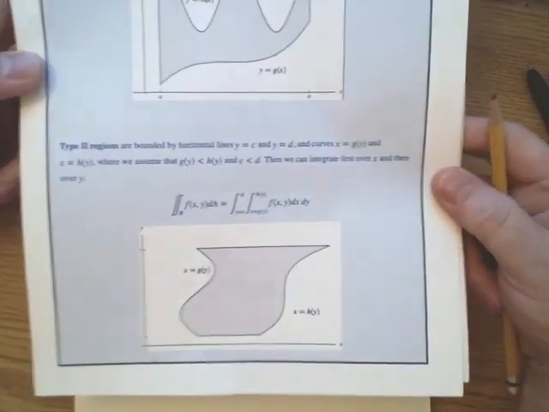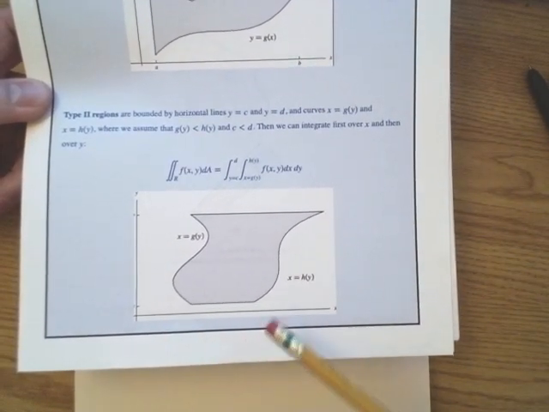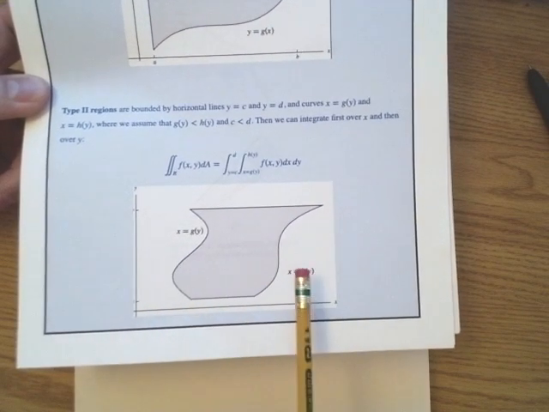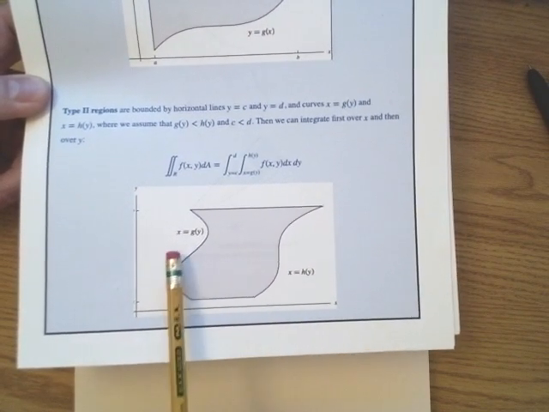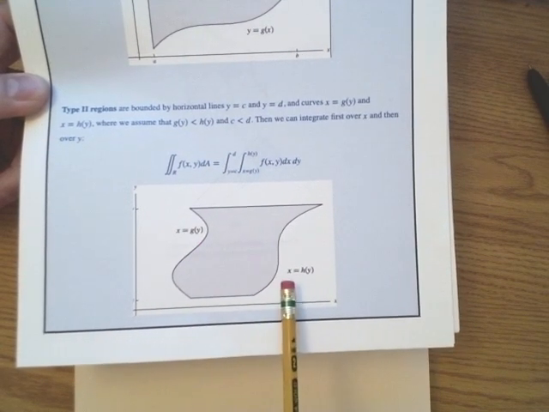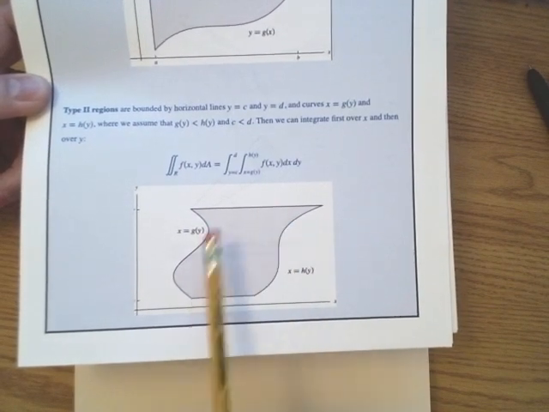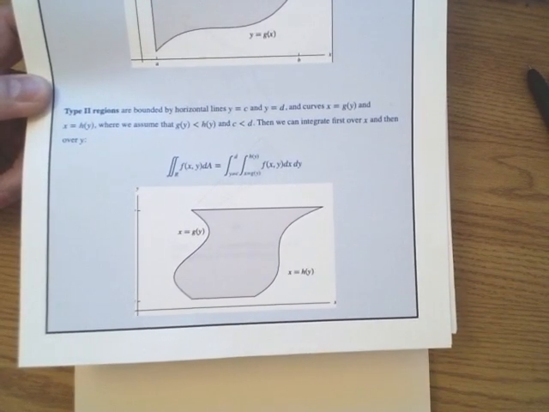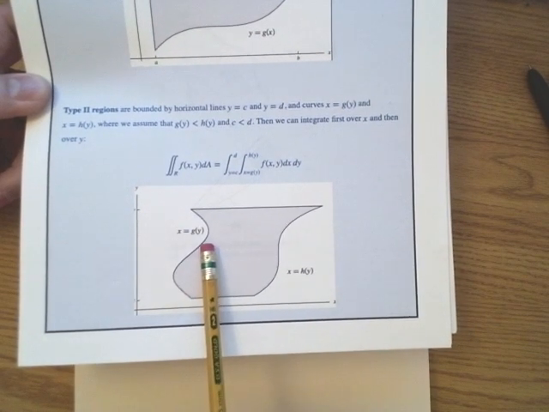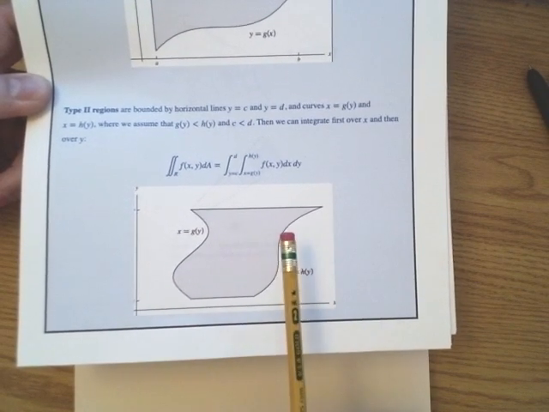Now, a type 2 region is backwards to this. You've got two horizontal lines, and then x is a function of y, in two different cases here. X has a lower function of y, x equals g of y, and an upper one, x equals h of y. If I want to integrate some continuous function over this region, what I would like to do is integrate in the x direction first, and then in the y direction.